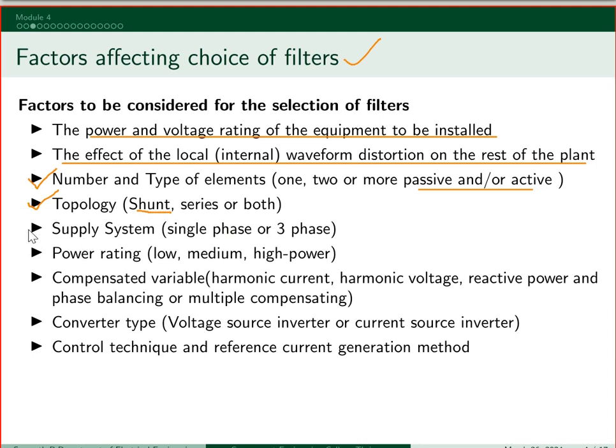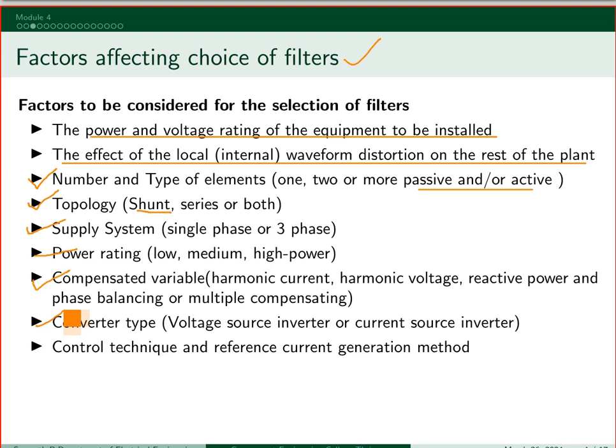Then you'll also have to consider the supply system, whether it is a single phase or a three-phase system, the power rating, and the variable which you are going to compensate, whether it's current, voltage, reactive power, or whether you're trying to balance the phases. What is the nature of activity that you're going to do in order to eliminate the harmonics? That needs to be identified. And the converter type, if it is a type of hybrid converter like UPQC and STATCOM, that will be using some power electronic devices.